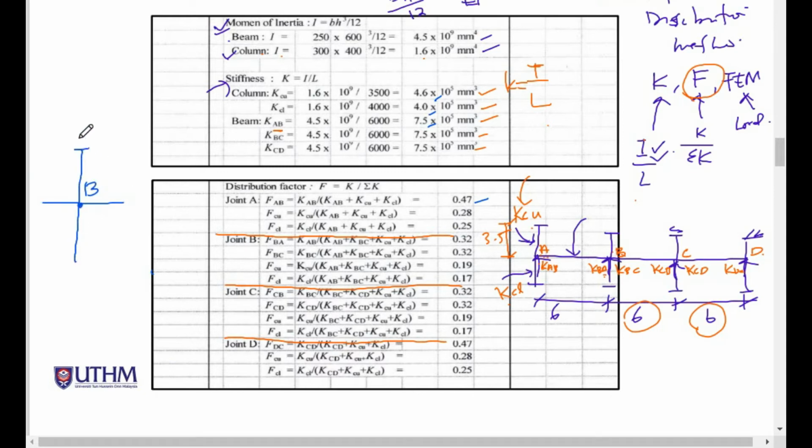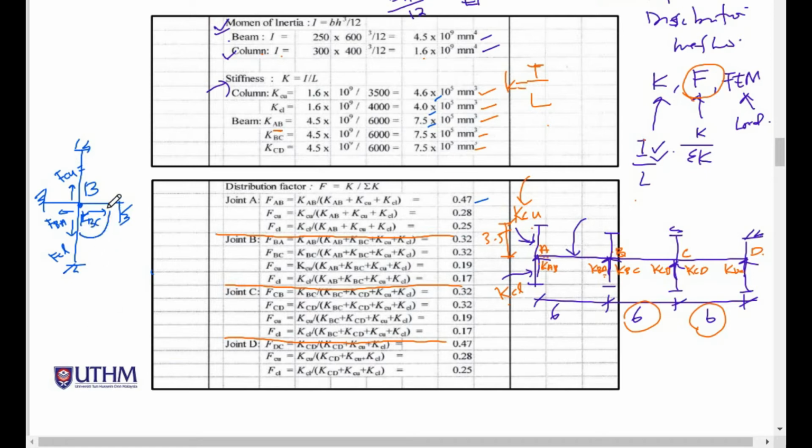B here, and this is fixed. Let's say you want to determine FBC. Here is FBC, here is FBA, here is FCU, and below here is FCL. So FCU here is equal to KCU 4.6.